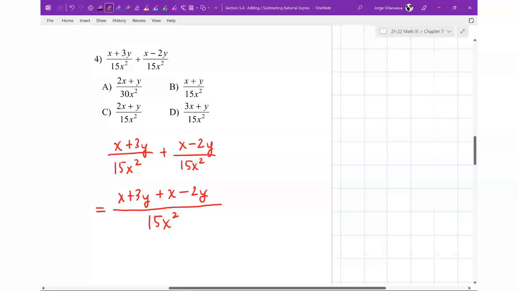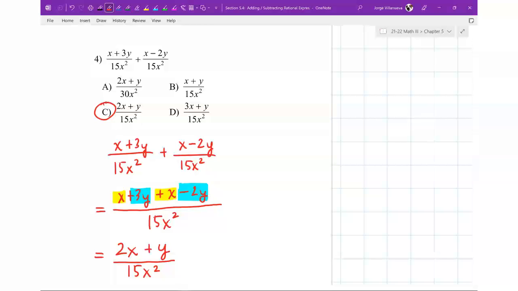Now I'm going to combine my like terms. So x plus x, I'm going to combine those. And then I'm also going to combine the 3y with the minus 2y, okay? So I'm going to combine everything together. So x plus x is 2x. 3y minus 2y is a positive y over 15x squared. That's letter C. So yeah, they look a little more complicated for this one, but not that bad, right? Just write things out, be clean with your work so you can spot your like terms and combine them.